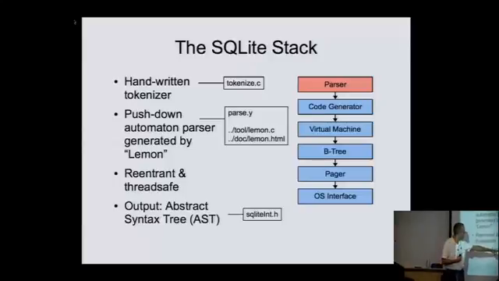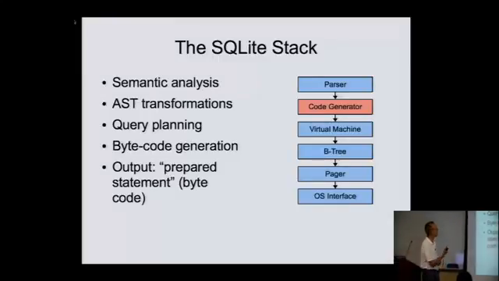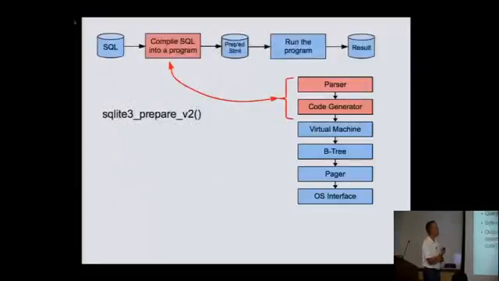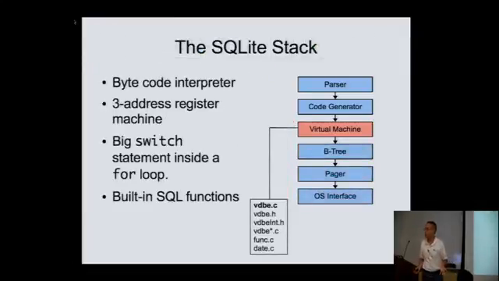The structures that define the abstract syntax tree are in that header file, and the tokenizer is in that file up there. Moving on down further, we have the code generator, which does semantic analysis of the parsed code, transforms the parse tree in ways to try to make things more efficient, does query planning, and then generates bytecode. The output of this is the prepared statement. These two things implement the compiler. Think of these two steps as GCC. They take raw program text and turn it into something the machine can understand. And of course, the rest of the stack is going to be implementing the machine.